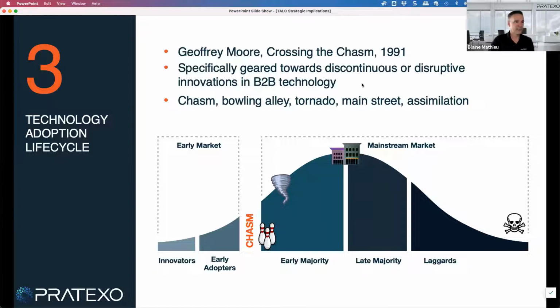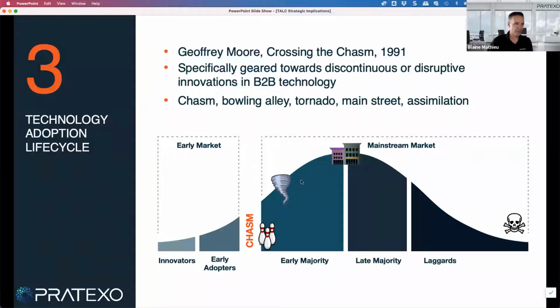So it's definitely geared toward disruptive innovations. It says B2B, but again, you can apply this methodology to water purification hardware in Africa. I think Geoffrey Moore's book is mostly geared toward B2B technologies selling to enterprises, but the methodology we're talking about is definitely not limited to hard B2B enterprise use cases. And the notion here is, again, you've got the early market with the innovators and early adopters.